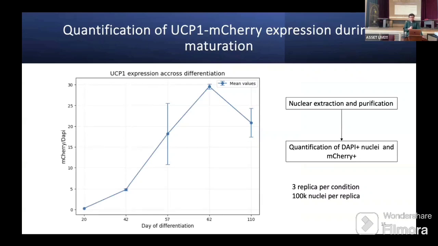So to have a clear quantification of this mCherry UCP1 signal, I performed nuclear extraction, and those nuclei were then purified and sorted to have the percentage of mCherry positive nuclei on the total positive nuclei. This allows us to track the expression of UCP1 across time and differentiation. We observe a peak of expression of UCP1 in our model of 30% at around day 60. And the more we do long-term culture, the more the percentage of UCP1 is decreasing. That we don't know why.